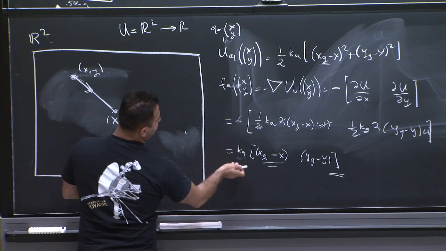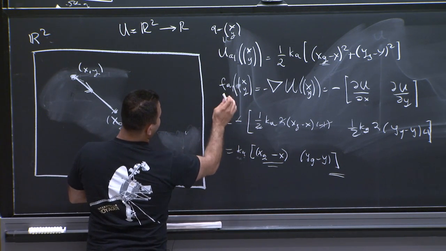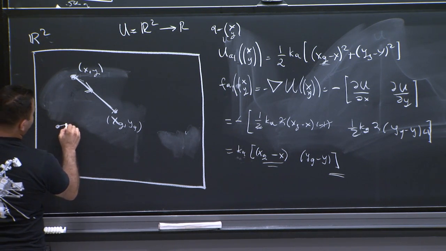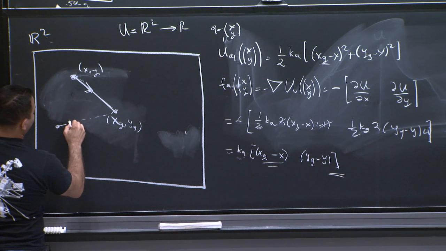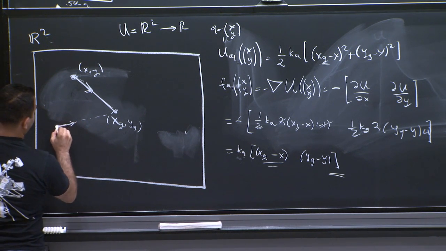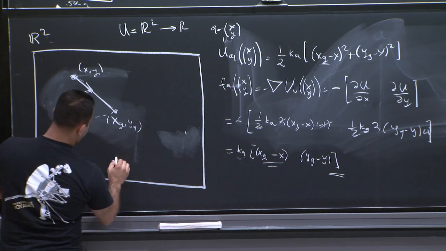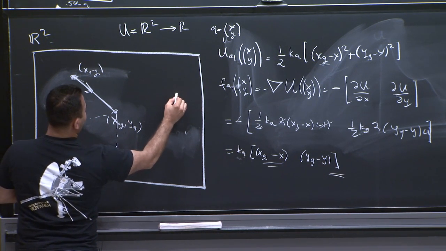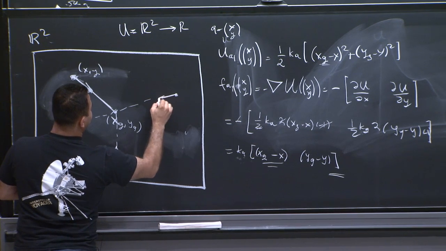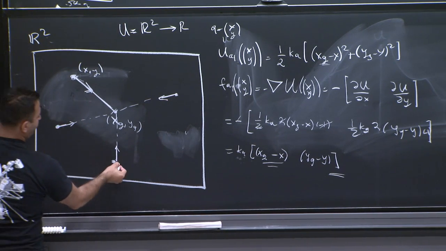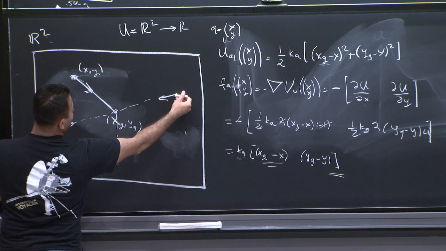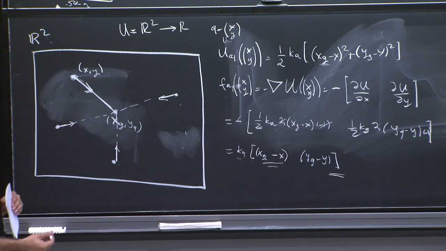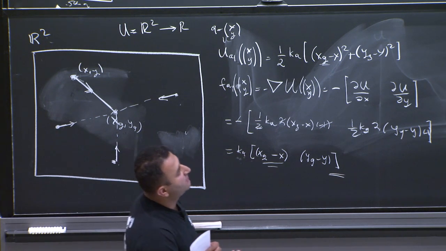So this is the expression of this attractor force. If you pick another point here, this attractor force will be in this direction. If you pick another one, it will be in this direction. If you pick here, it will be in this direction. As you can see, wherever you are, it tries to push you from where you are to the goal. That's why it's called attractive force.